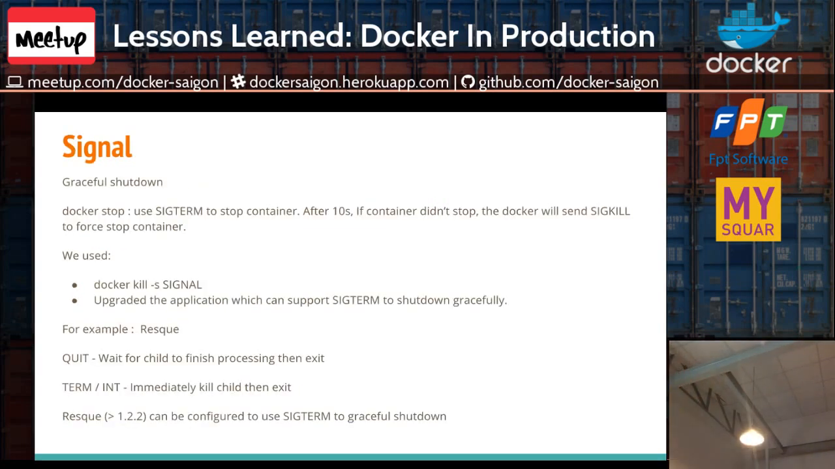When we deploy the application, we should stop our container to start a new container. But please consider how docker stop works. We use docker stop to stop a container. Docker stop uses a system signal to stop the container, and after 10 seconds, if the container has not exited, the Docker daemon will send a SIGKILL to force the container to stop.